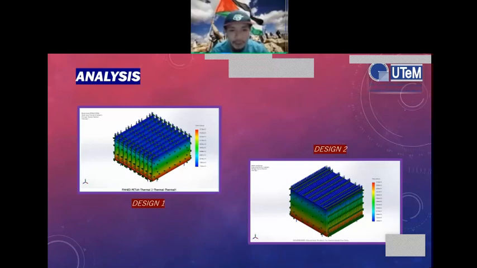Thank you, Syahid, for your explanation about the selection design. As you can see, at the left side is design 1 and at the right side is design 2. Okay, next.